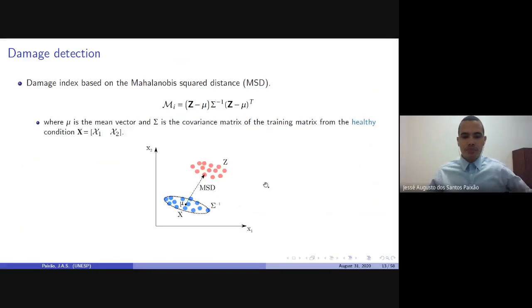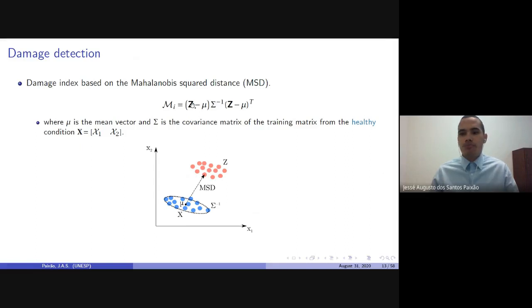In order to capture the information from these two features, we propose the application of Mahalanobis squared distance as a local damage index. Mahalanobis squared distance is commonly used in SHM to compute the distance between distributions in a multivariate space. In this case, we have a bivariate space because we have two features. The Mahalanobis is given by this equation here.